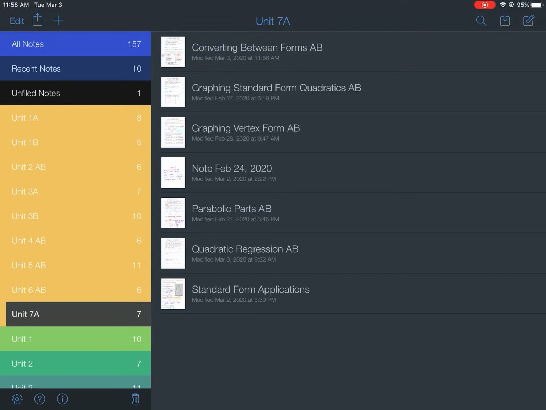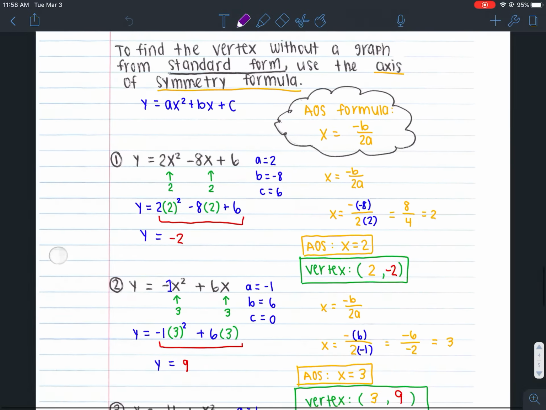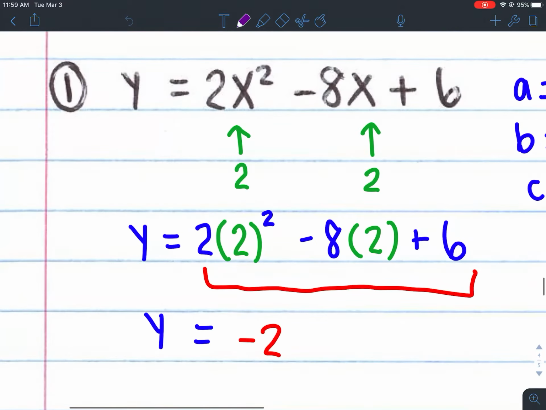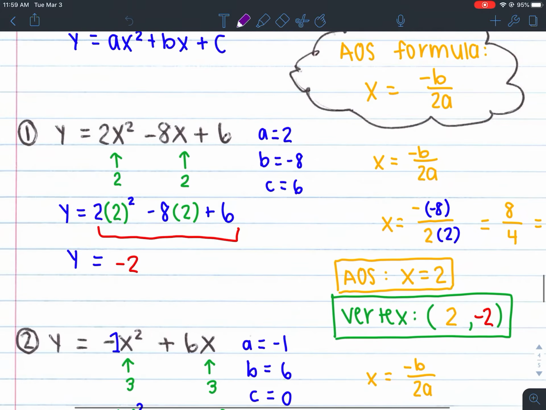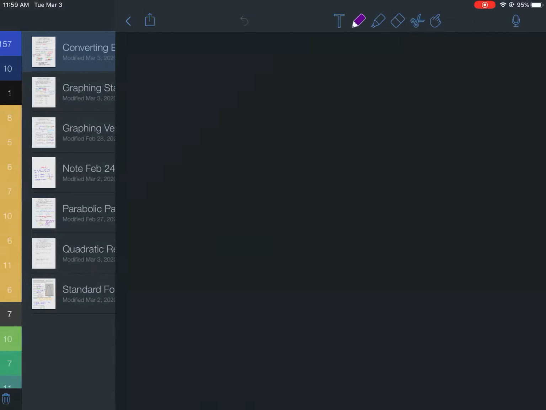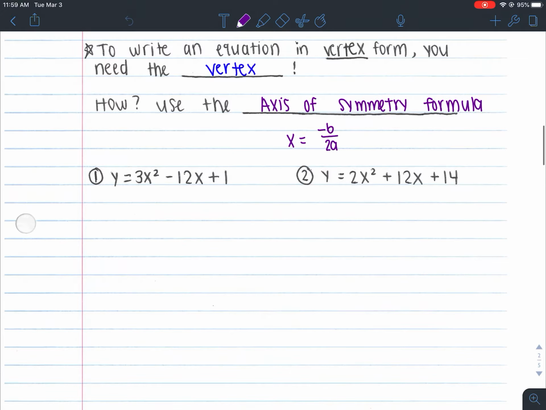So let me go back to when we talked about this. Look, so here we're given an equation in standard form, 2x squared minus 8x plus 8. And I'm asking you to find the vertex without graphing it, right? Well, how did we find this vertex? Well, we used the axis of symmetry formula, right, to find the x, and then I found the y by plugging in that x. So we're going to have to do the exact same thing here.